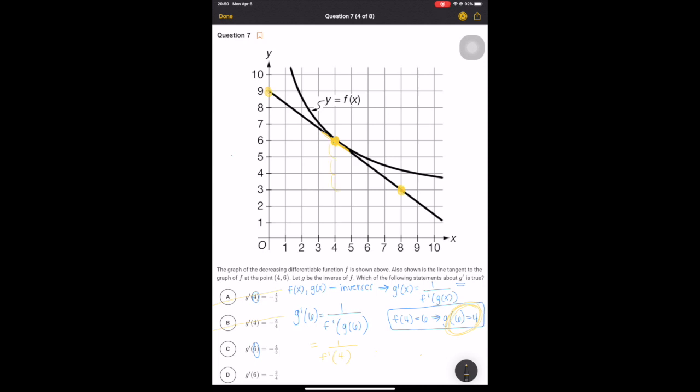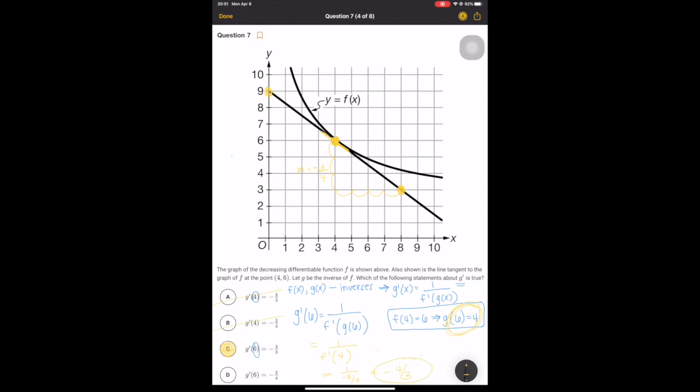1, 2, 3. 1, 2, 3, 4. And notice it's a decreasing slope, negative slope. So m, the slope of the tangent line, is negative 3 over 4. And that's the slope at 4 specifically. Meaning that, going back to our equation down here, we have 1 over f prime of 4, which is 1 over negative 3 over 4, which is negative 4 over 3. And that's letter C.